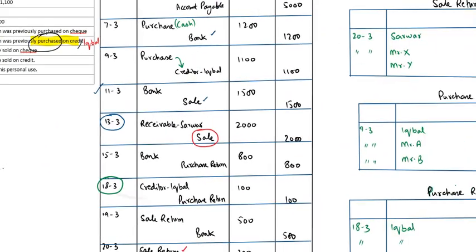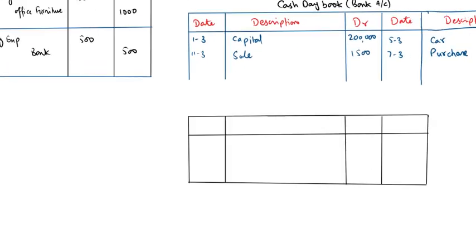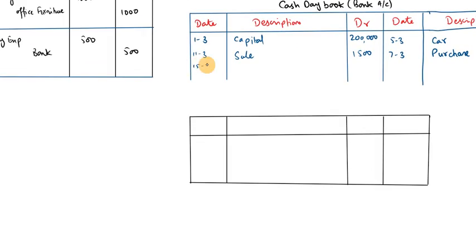Another bank example is this one. On 15th March, the bank increases because we returned goods to the supplier, that is the purchase return of 800. This is a cash purchase return, that's why we are writing it here. So the purchase return amount is 800.